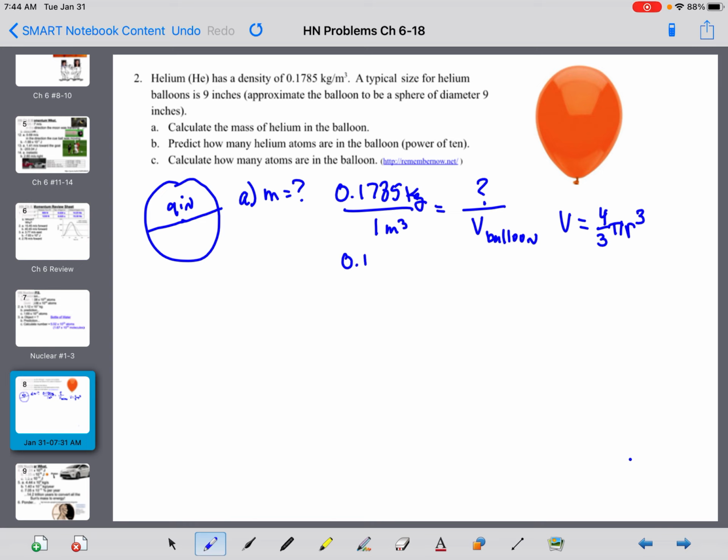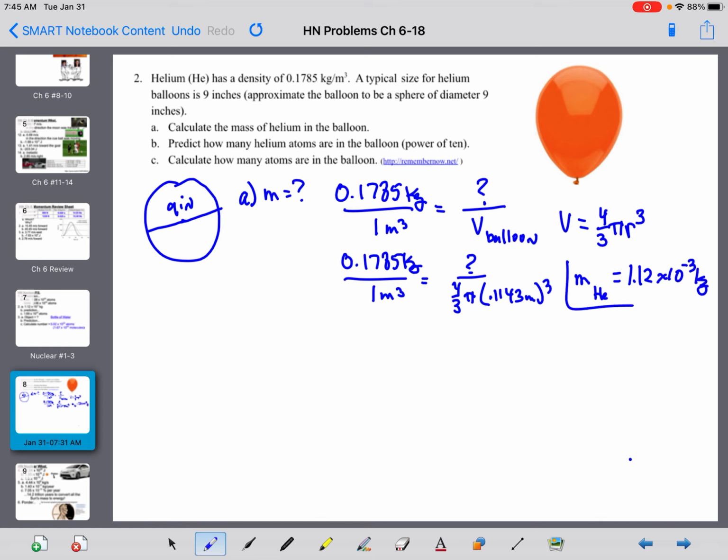So when we plug in 0.1785 kilograms over 1 cubic meter equals how many kilograms over 4/3 times pi times 0.1143 meters cubed. And when we solve down for the mass of the helium, we get a value of 1.12 times 10 to the negative third kilograms.